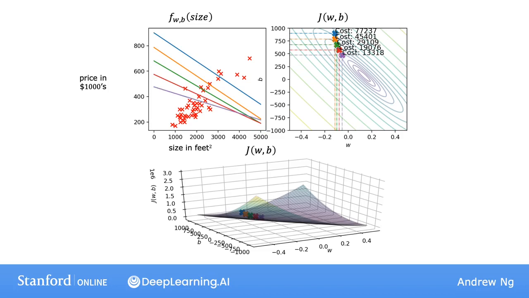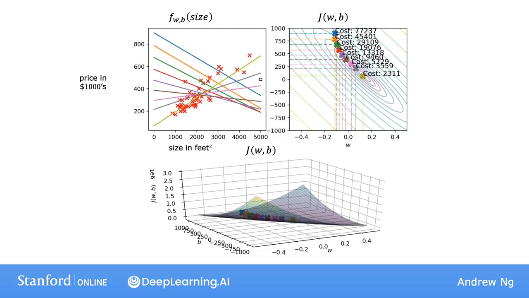As you take more of these steps, the cost is decreasing at each update. So the parameters w and b are following this trajectory. And if you look on the left, you get this corresponding straight line fit that fits the data better and better until we've reached the global minimum. The global minimum corresponds to this straight line fit, which is a relatively good fit to the data. I mean, isn't that cool? And so that's gradient descent.